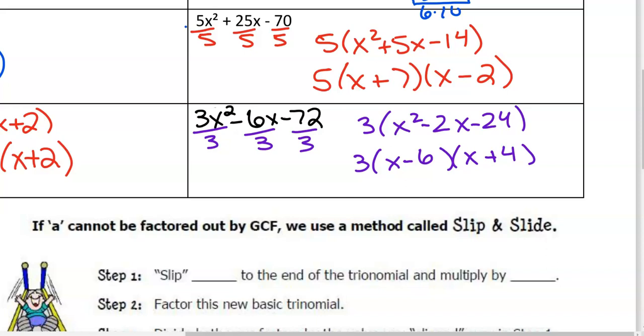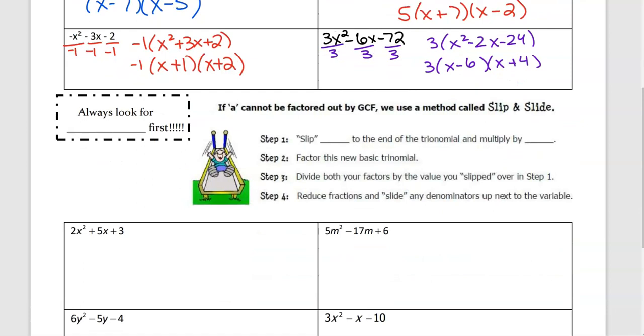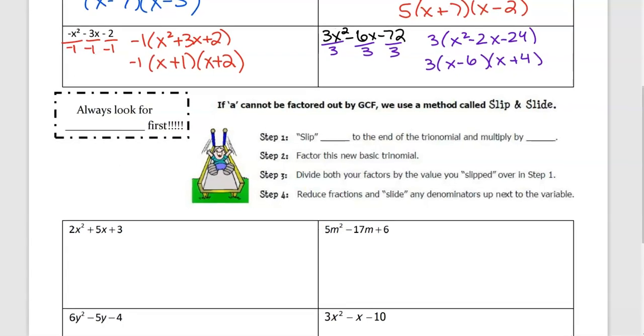Okay. All right, so Hannah asked a great question. What if you can't divide it out? Okay, we are going to do something called slip and slide. Different teachers call this different things. Miss Chen calls it the cloud method. Hannah, what'd you call it? Slide, divide, bottoms up. Same concept, okay?